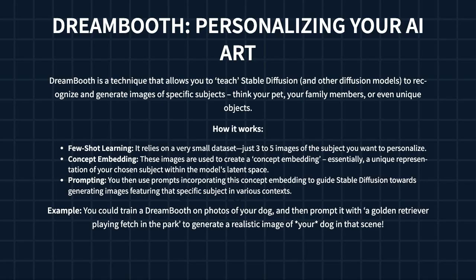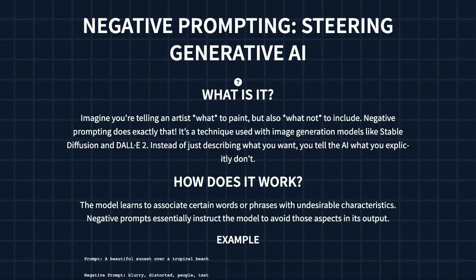Okay, let's talk about a really clever trick called negative prompting. It's like giving your AI art generator a set of instructions on what not to do. Basically, you tell it don't include this, and it will try its best to avoid it. It's especially useful for cleaning up images, removing blurry parts, unwanted people, or any distracting text. It's all about refining the output by directing the AI away from things you don't want.